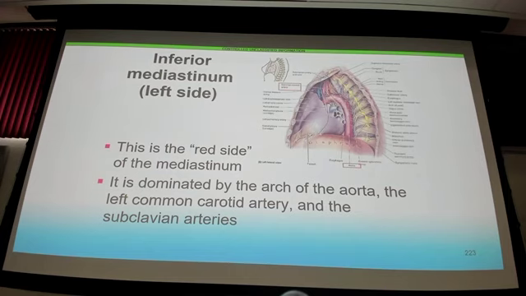So for these two slides, what I want you to know is that there's a red and a blue side. You already made the jump that if it's the red side, it's probably arterial. I don't need you to list for me what's in the red and blue side for this exam, but you're going to learn that in radiology. You're going to be looking at some chest films. They're kind of color-coded red and blue.